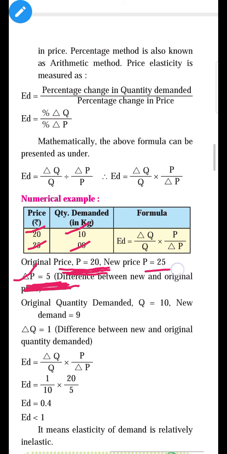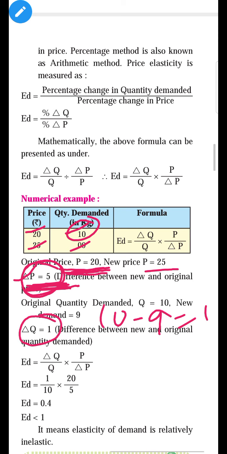It means the new price is 25 and the old price is 20. So 25 minus 20 is equal to 5. So the value of delta P is 5. And how much does demand change? The original demand is 10 kg. So how do we find the change in demand? New demand minus old demand. Old demand is 10 kg, so 10 kg minus 9 kg is equal to 1. So delta Q is equal to 1.